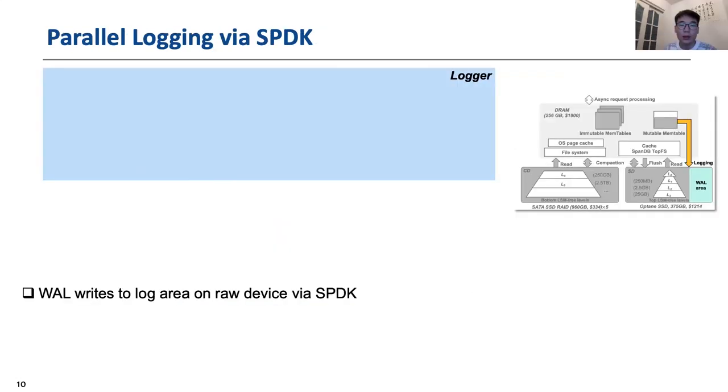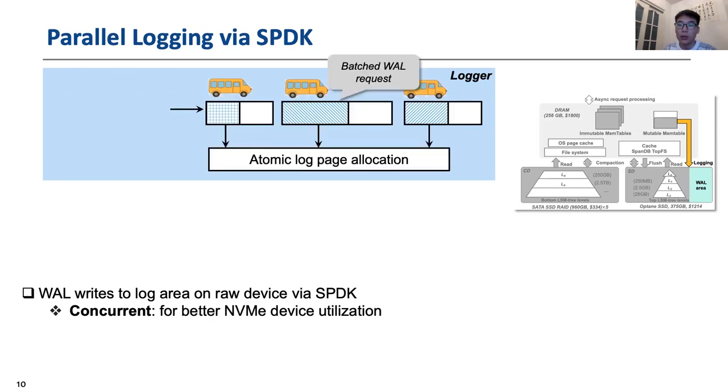Next, we focus on logging. First, SpanDB enables parallel logging by processing concurrent write-ahead log write requests, each already batched. This request goes through an atomic log page allocation step to ensure correctness and consistency.